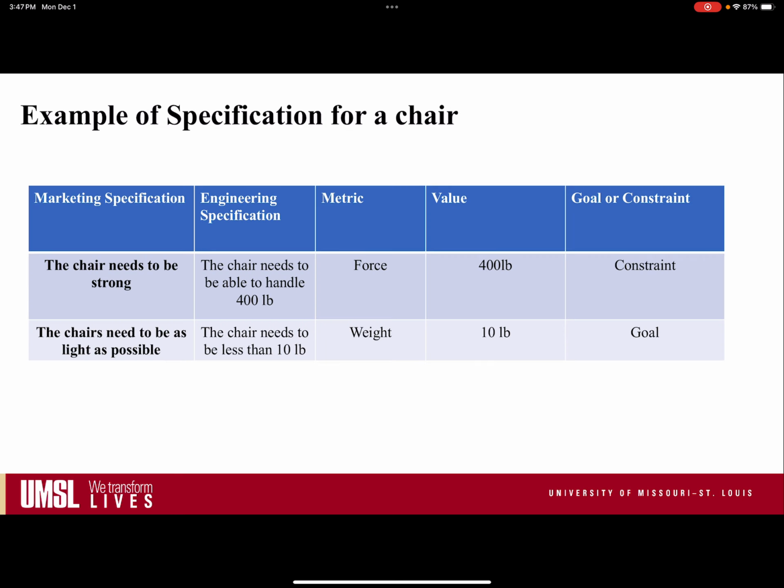Let's look at an example of a specification to understand what we mean by design specs. Let's say we're going to develop a specification for a chair, and it's just two specs. A design could have 20, 30 specs.